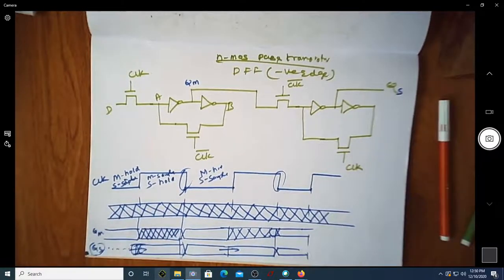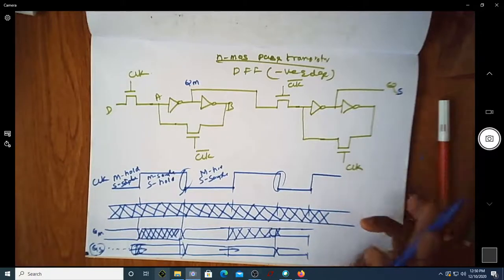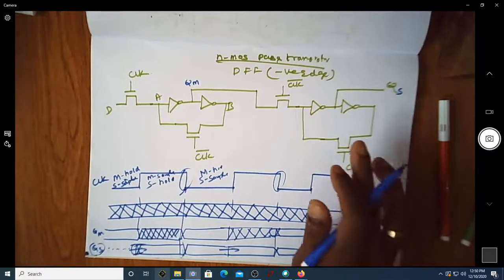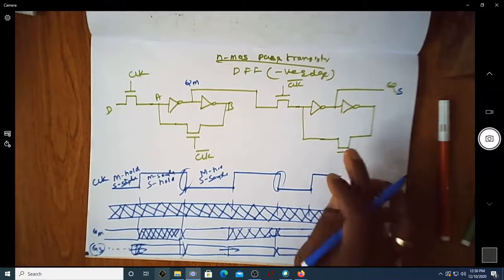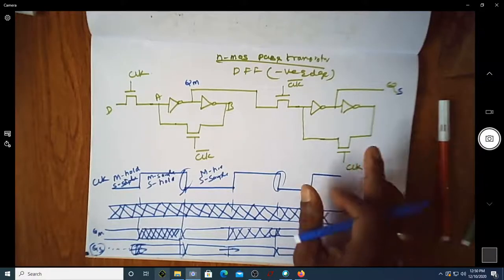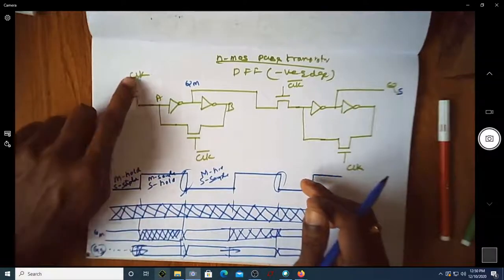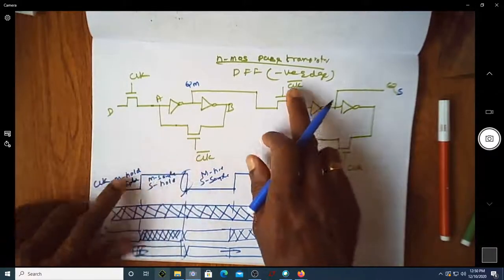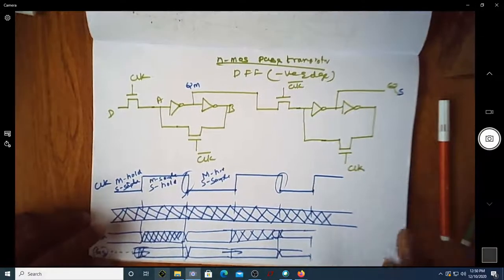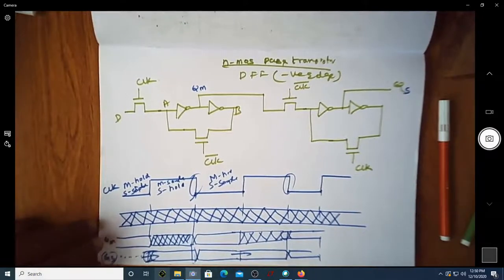This way we can say that using pass transistors also we can realize a master slave flip-flop. In this case it is negative edge triggered, because we are starting with the clock bar, and then it's again clock bar and clock. Let us see what happens if there is an overlapping clock.